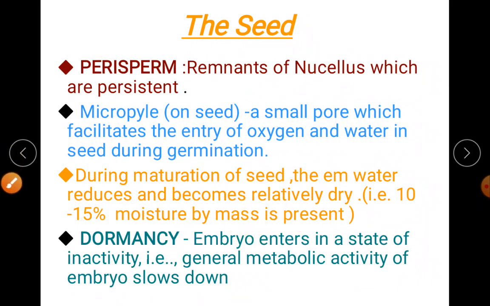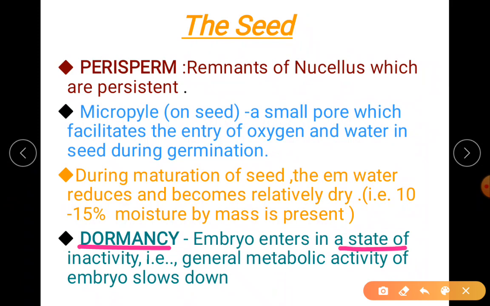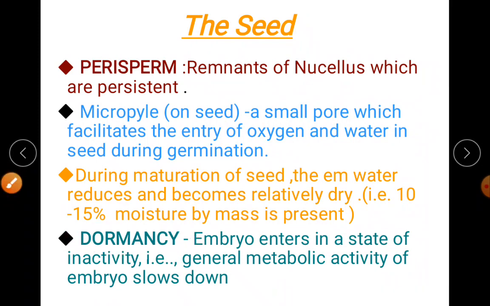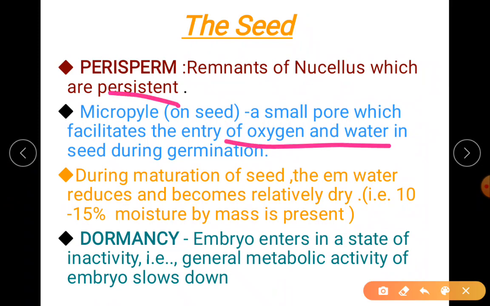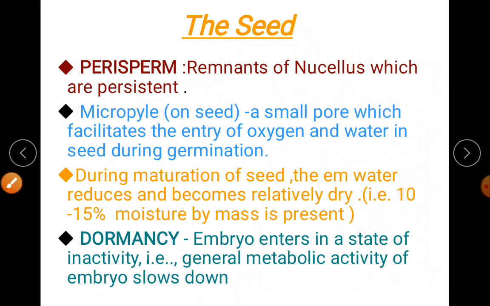What is dormancy? It is a state of inactivity, meaning all the metabolic activity of the seed or embryo slows down. When conditions are favorable, it will germinate. During that germination process, oxygen and water enter into the seed through the micropyle. I hope it is clear.